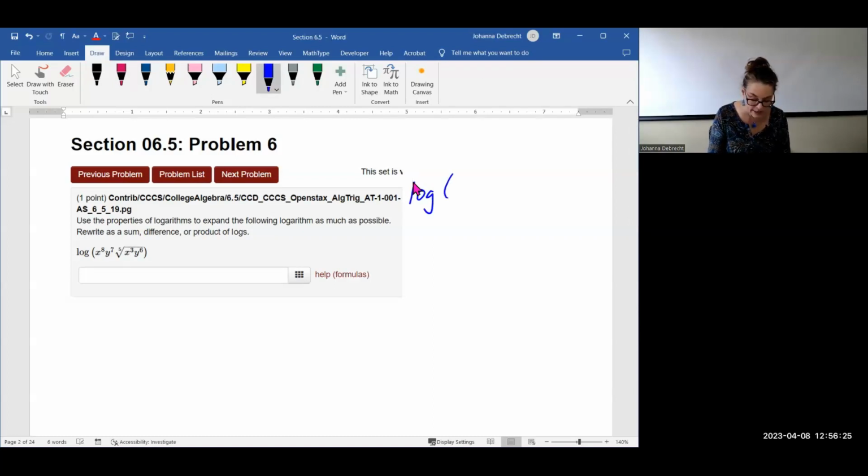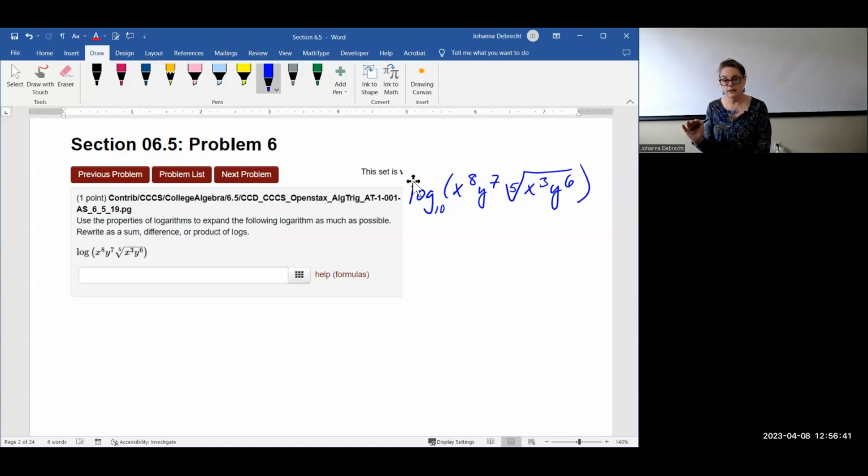So I have base 10, even though it's not written, I can write it. I have x to the 8th, y to the 7th, and then I have this fifth root of x cubed y to the sixth. All right, now there are different ways of handling this.